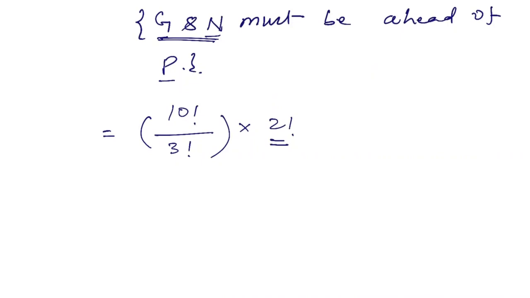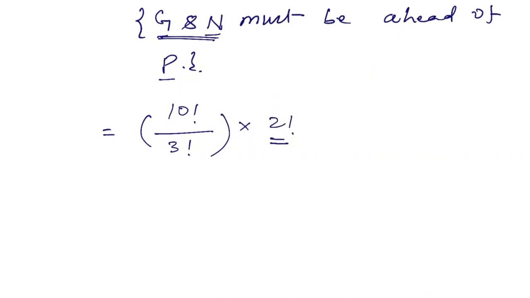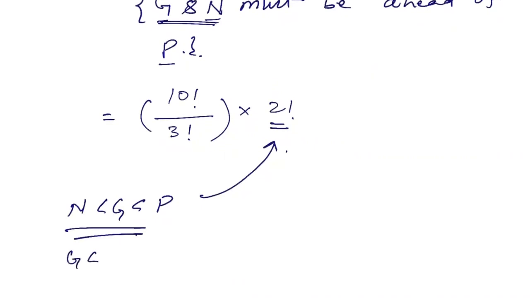If the question could be like the order P, G, N, something like this, then the factorial 2 is not required in that case, right? But there are two cases that will arise if I'm saying P will be ahead of G and N. So maybe N and G or G and N, right?